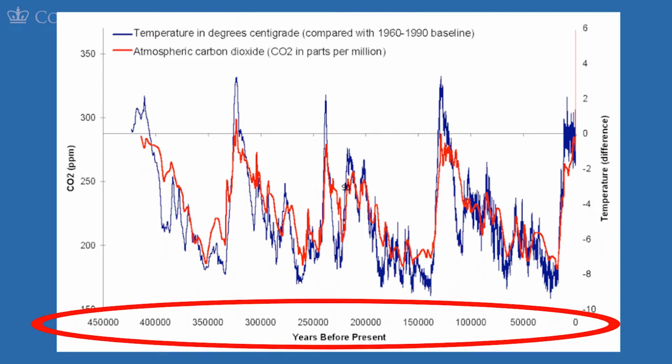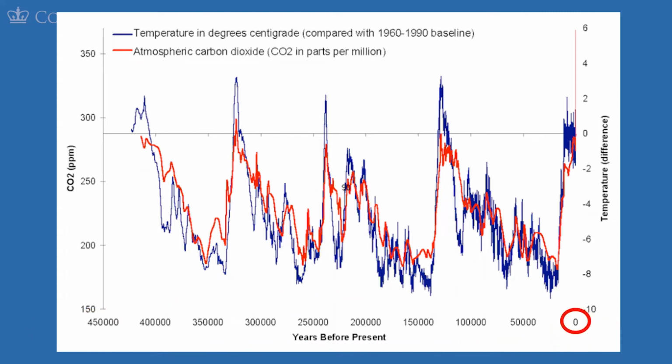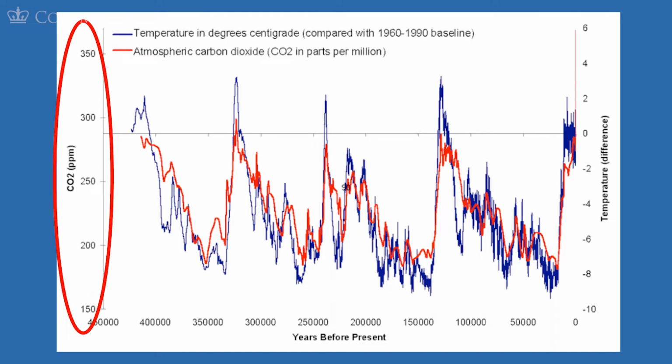On the bottom axis, we have years before the present, going from 0 on the right all the way to 450,000 years ago on the left. On the left vertical axis, we have the concentration of carbon dioxide in the atmosphere in parts per million. That is, if I took a thimbleful of molecules out of the atmosphere and I separated them into the different kinds of molecules, if I had 1,000,000 molecules, this is how many carbon dioxides I'd find.